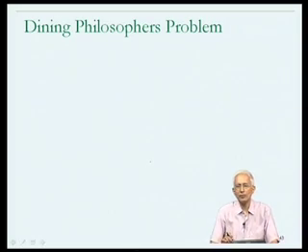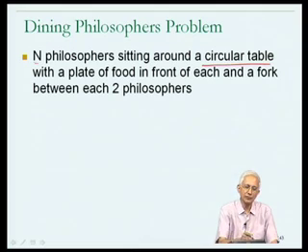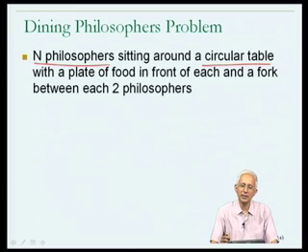Now another problem which people often talk about as a concurrent programming problem is what is called the dining philosophers problem. It's a rather curious problem. The problem is stated as follows. Let's suppose there is a circular table and there are n philosophers, n people sitting around the table.